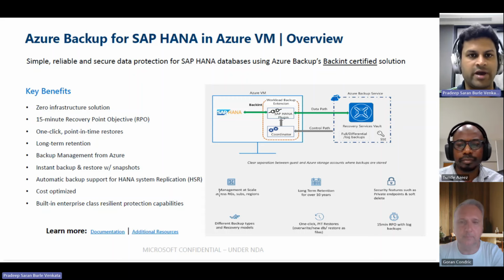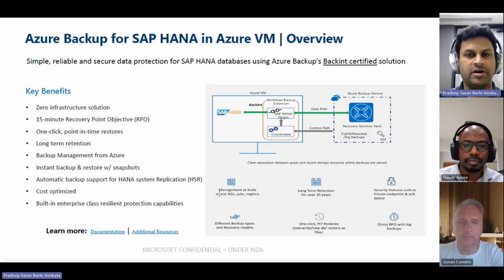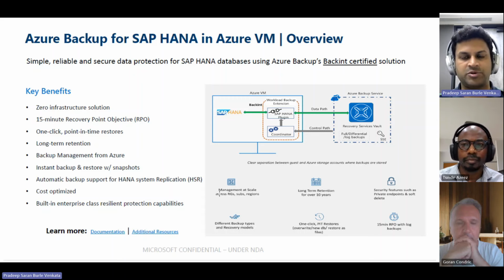One more goodness that you get with the solution is log backups. We also stream the log backups using Backint to the Recovery Services Vault, which means you get point-in-time recovery. You can restore back in time to a certain minute, or a few minutes. That is the goodness of the log backups, which we stream directly to Recovery Services Vault. We have an RPO of 15 minutes, and that gives you the capability of point-in-time restore.